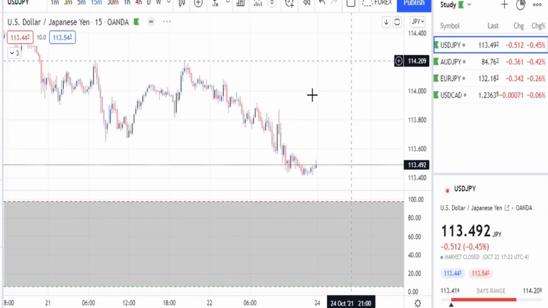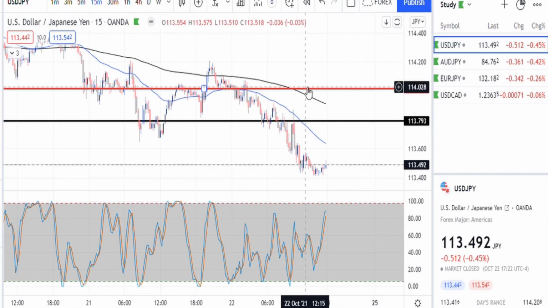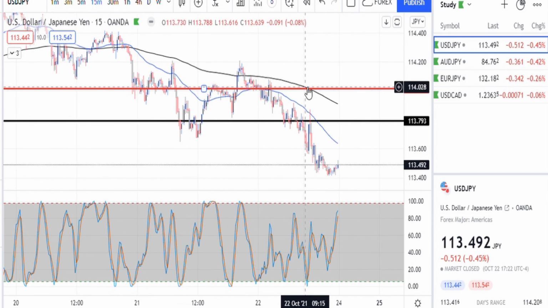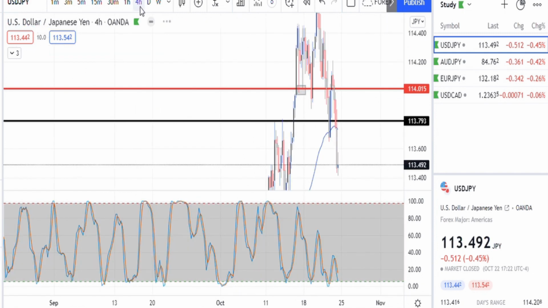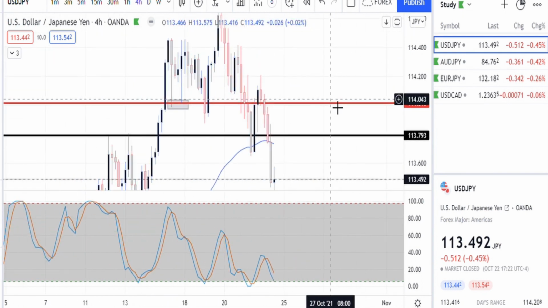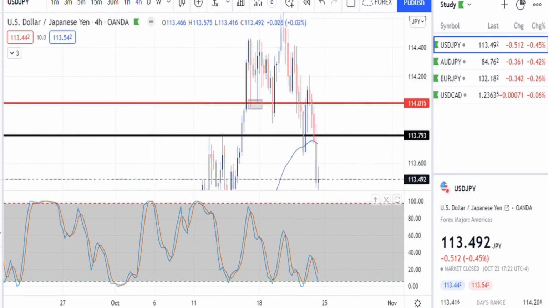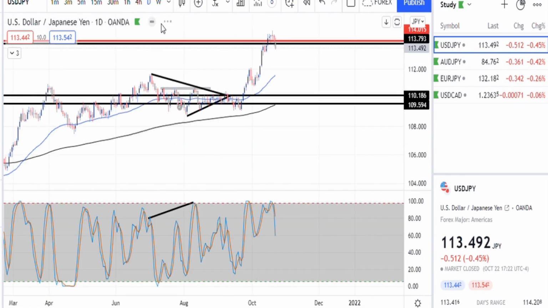All right, let's go on to USD JPY for the last trade. So this one was also a sell. Now, let's start from 4 hour. Let me zoom out. Let's go to the daily.